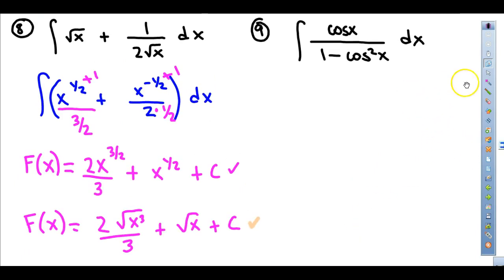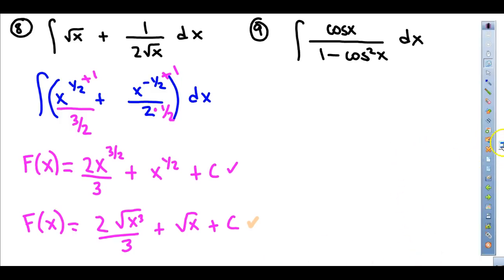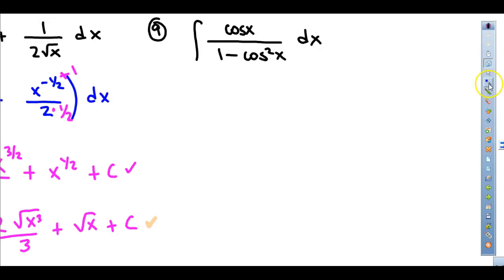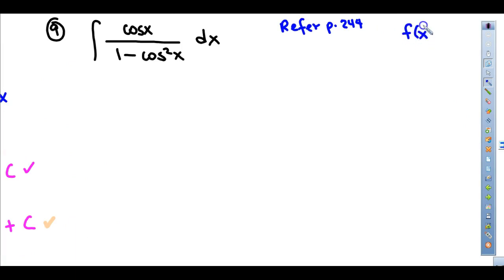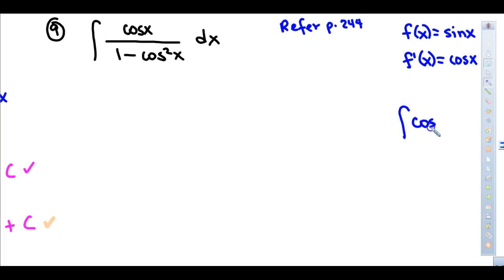Now this is when you're going to want to refer to what's going on page 244. Okay, I'm going to make a note right here to refer to page 244. The only trig rules you know right now is to go backwards. Like for instance, I know that if f of x is equal to sine x, then f prime is cosine x.